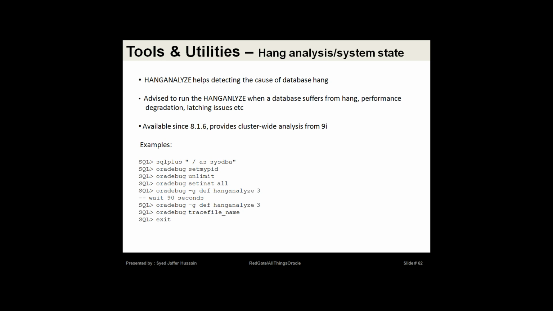You can collect the hang analysis. So oradebug setinst all sets this to all the instances of the RAC database, and then you collect the hang analysis of those instances at level 3. You have to wait a few seconds, run the command once again, and then verify the trace file. You can find the file name using oradebug tracefile_name, which will give you the trace file name where the information is being written.